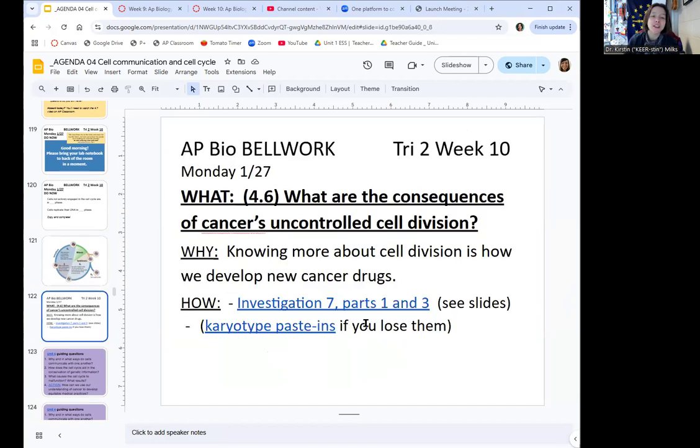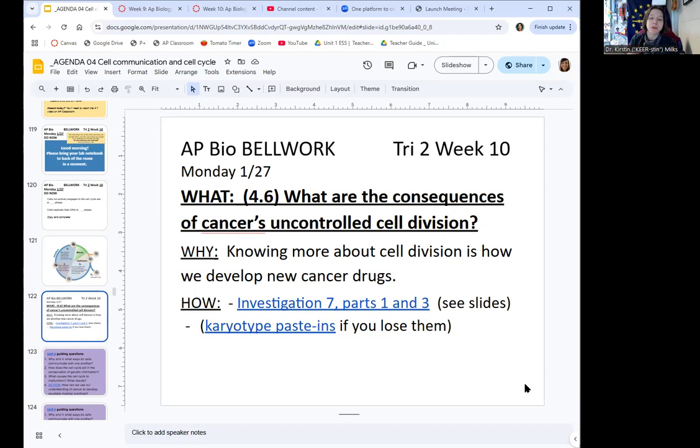So it's week 10, and today we're thinking about the consequences of cancer's uncontrolled cell division. And remember, we are thinking about West Nile virus, but our case study right now is thinking about how we develop new cancer drugs and therapies and how we can look at data and figure out what broke in cells, because different medicines work in different people with different stuff that's broken in their cells.